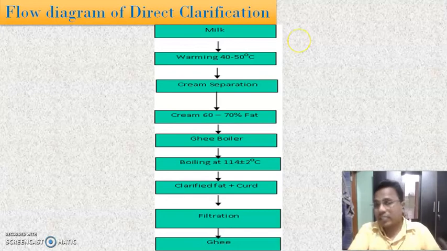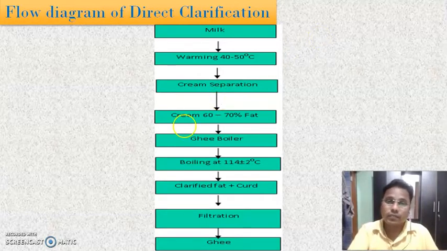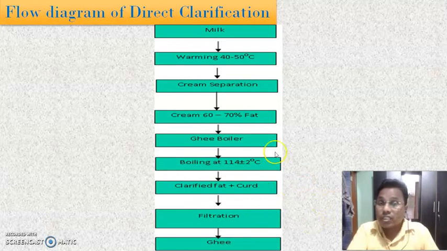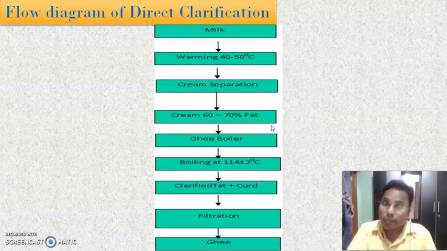Then the warming, means the preheating to 40 to 50 degrees Celsius. Then the cream separation, as we have seen in the previous method. Then the standardization to 60 to 70% of fat. But here in this direct clarification method, butter is not prepared.